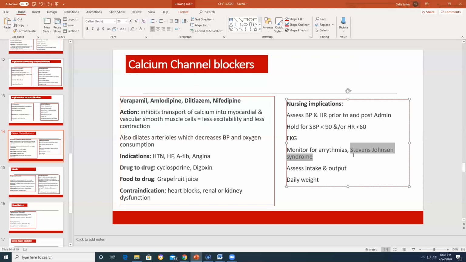Stevens-Johnson syndrome, you've heard of that before as well. This is kind of an allergic reaction that people can get to this medication where we've got those blisters on our skin, and it's really just an allergic reaction. It can be profuse all over the body, but once we stop this medication or whatever medication is causing the Stevens-Johnson, kind of by trial and error, then it'll go away. Again, with heart failure patients, assess intake and output and daily weight.